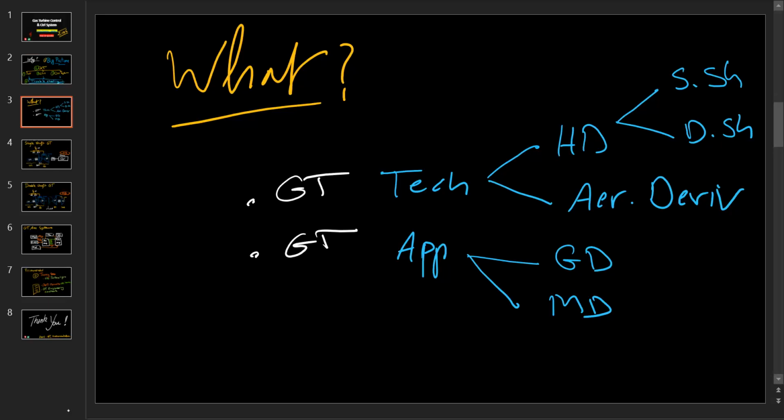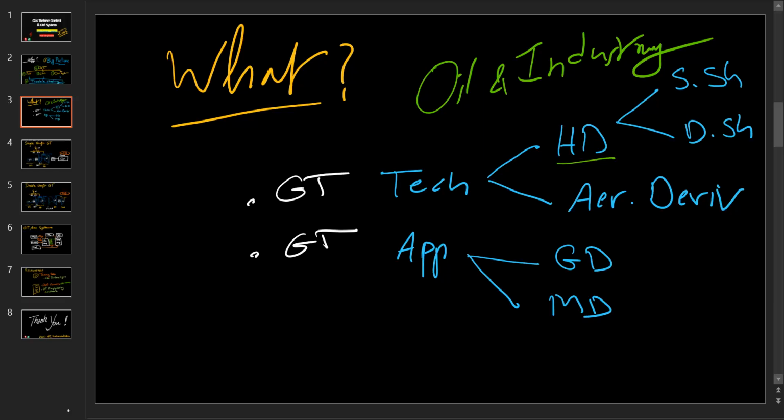With that being said, gas turbine technologies, the ones we can find in the oil and gas industry. Okay, let's focus on that. You will mainly encounter what we call heavy-duty gas turbines and aeroderivative gas turbines. In the heavy-duty gas turbines, you will find single-shaft gas turbines and double-shaft gas turbines.